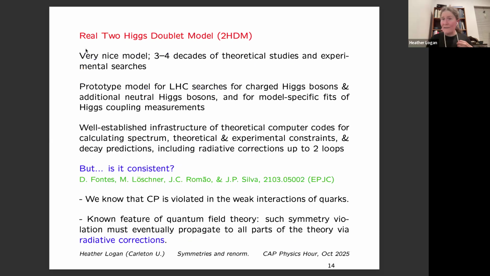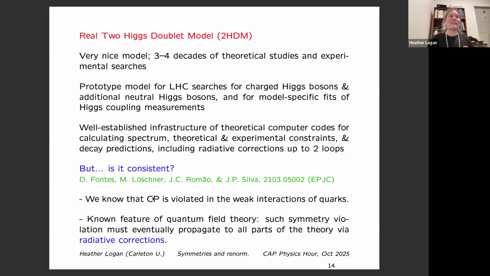That gets you the so-called real two Higgs doublet model. It's a very nice model. There's loads of theory studies. There's loads of experimental searches. There are codes you can download that calculate the spectrum. The radiative corrections up to 2 loops for this whole model are all known. But an interesting question was raised about 4 years ago by this group working in Lisbon, Portugal, about whether this whole picture of the real two Higgs doublet model is actually consistent.